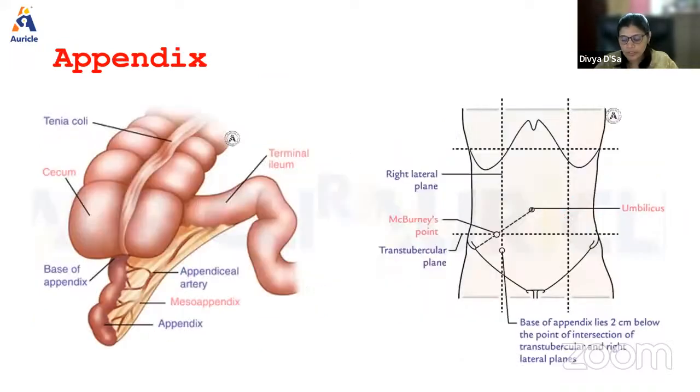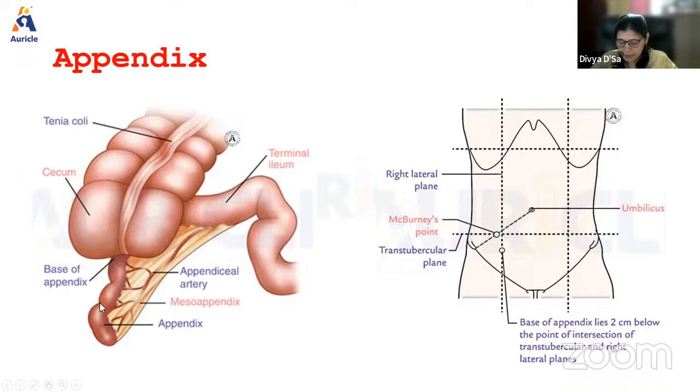So next we move on to the appendix, which is otherwise called the vermiform appendix. It is called appendix because it is worm-like, so that is why it is called vermiform appendix. It is a worm-like tubular diverticulum which arises from the posteromedial wall of the cecum, about 2 centimeters below the ileocecal junction. It is suspended by a peritoneal fold, which we call the mesoappendix.